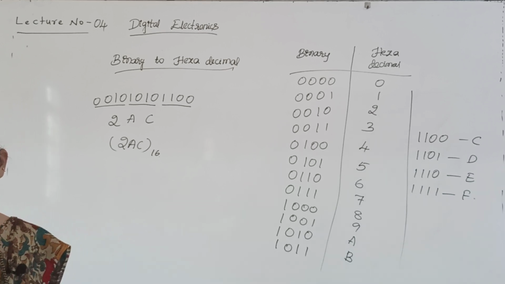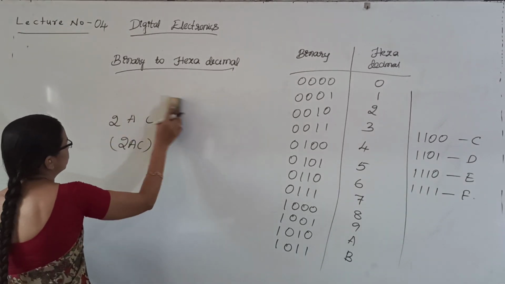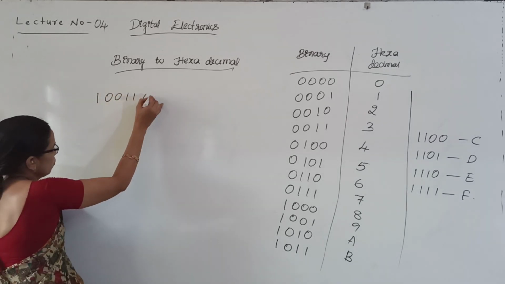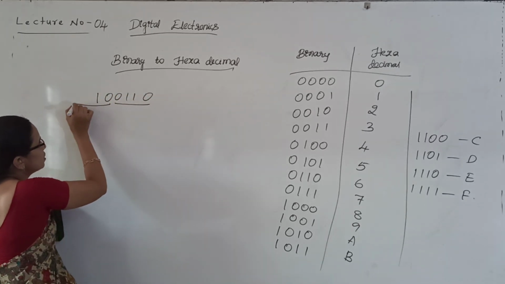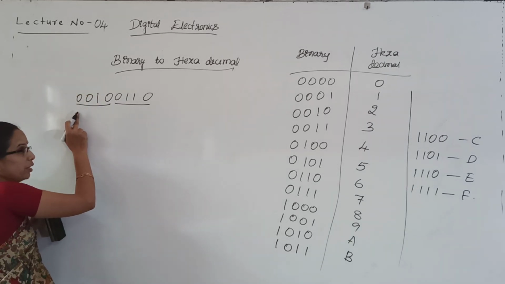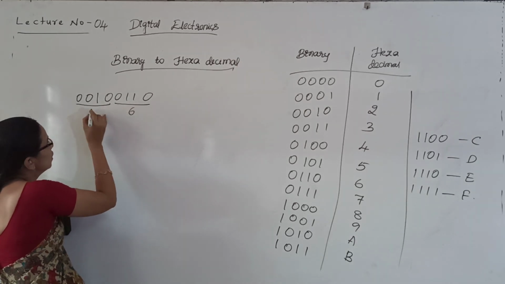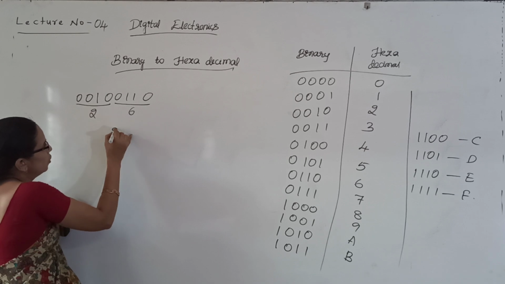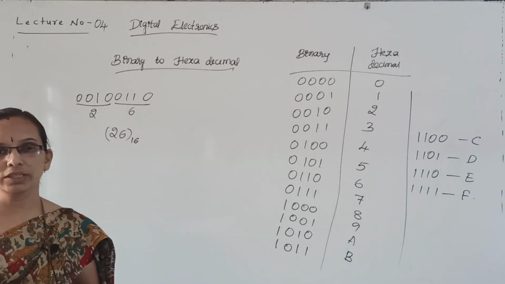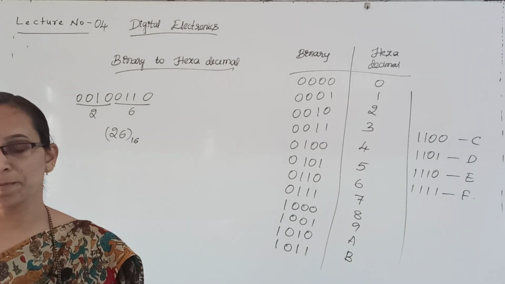So binary to hexadecimal conversion. 100110. Do with me. 100110. Make a group of 4 bits. If there is a shortage of 4 bits, put zeros behind. So the groups give 2 and 6, and it is 26. That's all. Okay. It will be asked for 1 mark or 2 marks.